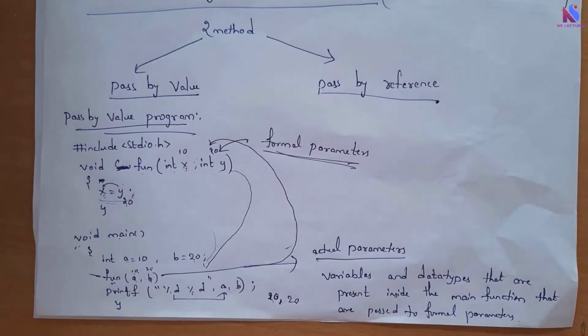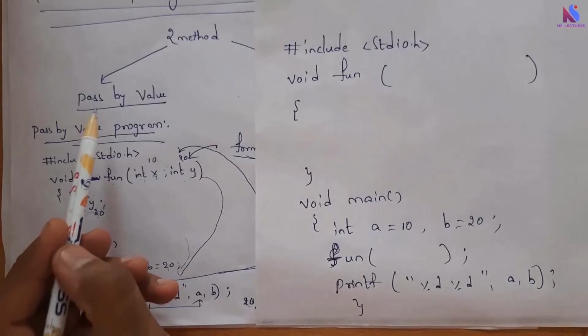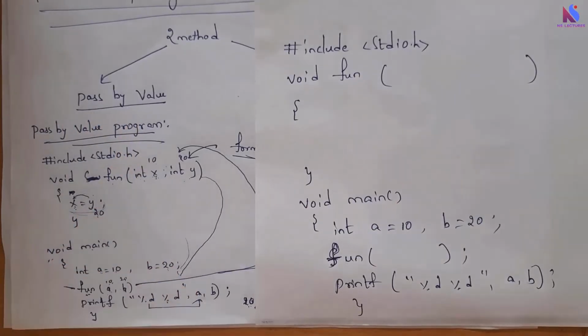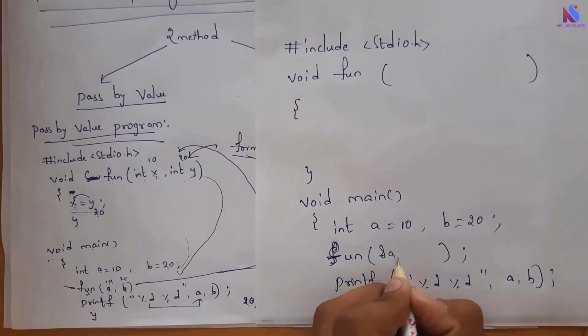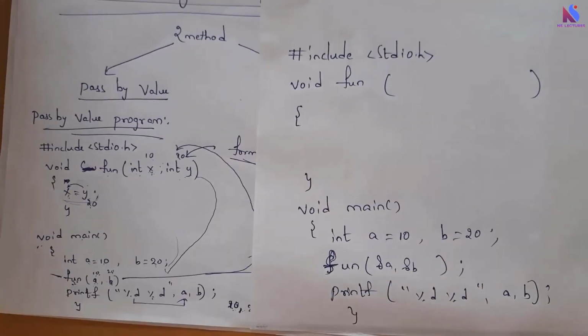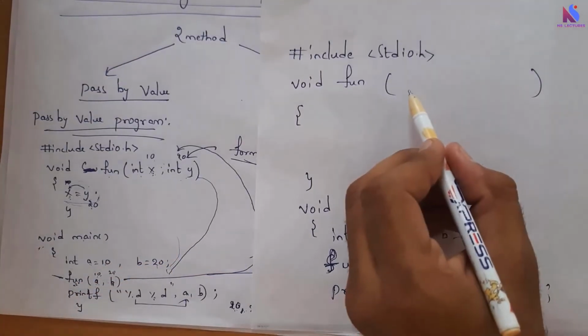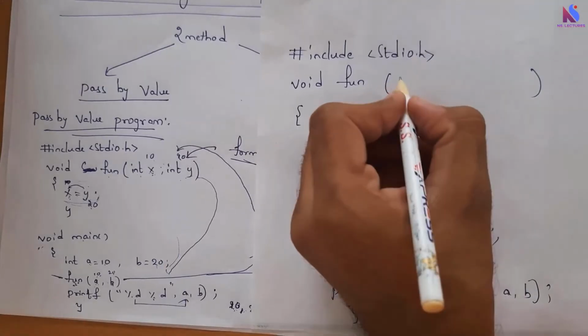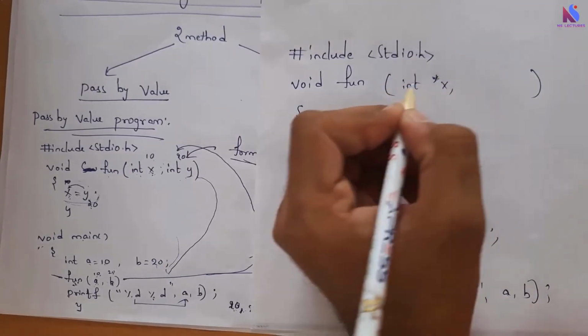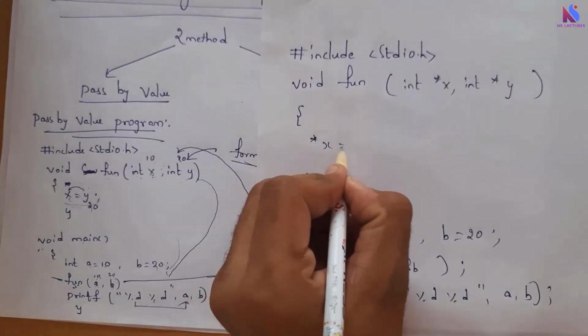I will explain this pass by reference program. This program is the same as pass by value. The difference is that in pass by value I wrote function a comma b, but here you need to write function &a comma &b, where & represents address. The next difference is that in pass by value I wrote int x comma int y. Here in pass by reference you need to write int *x comma int *y. Inside this you need to write *x equal to *y.